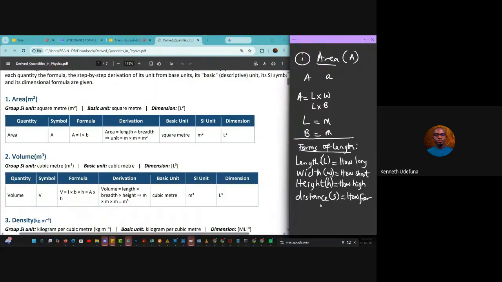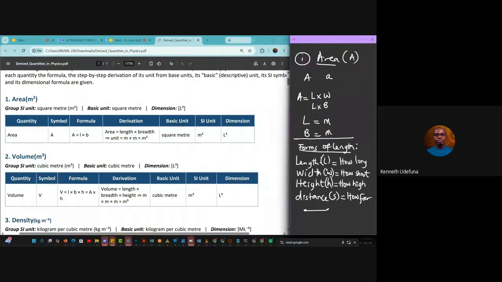Okay, so let's proceed. So these are the forms of length. And please take note of one thing. What actually do we call length? Length is anything that has a starting point and an ending point. It must have a beginning point and an ending point. It simply means anything that has 2 points apart.